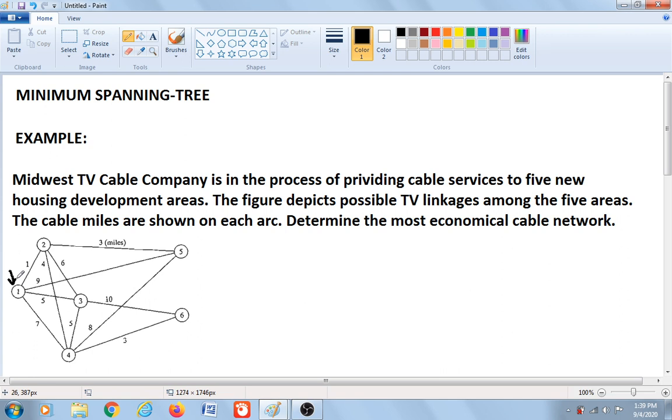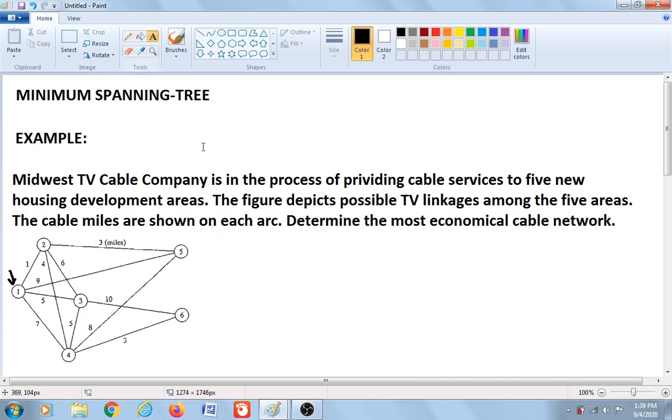But do we always have to start from node number 1? No. You can start from node number 2, number 3, number 5, number 4, and so on. I just choose number 1 because it is number 1, but it is not always. You can also start from node number 2, 3, 4, 5, or 6.